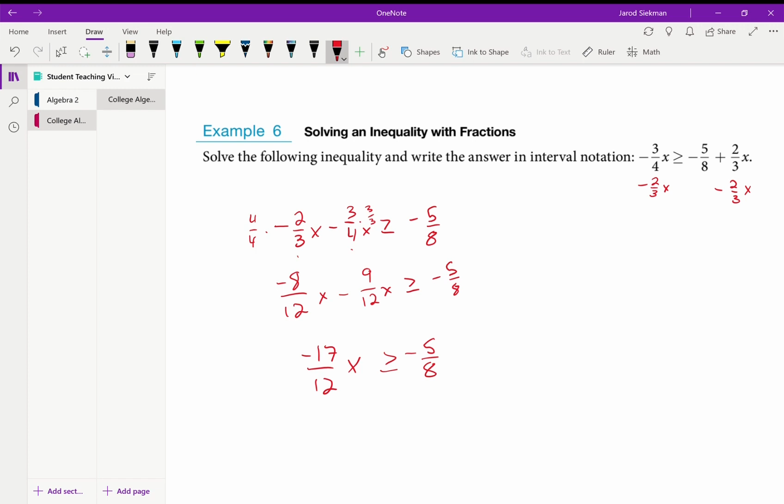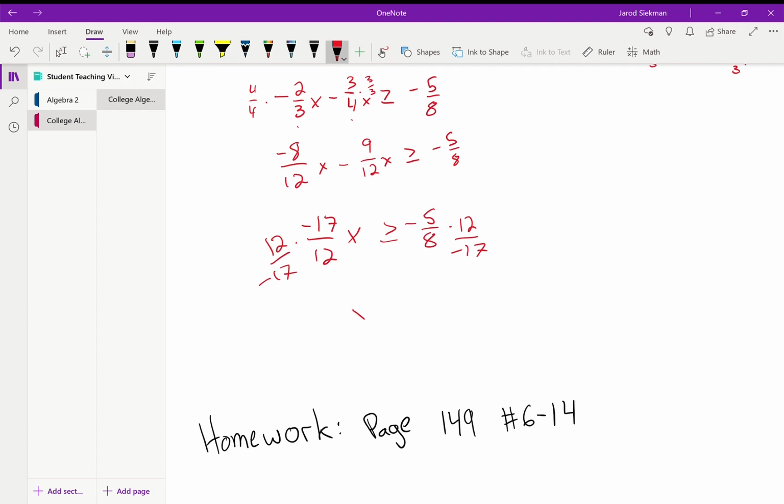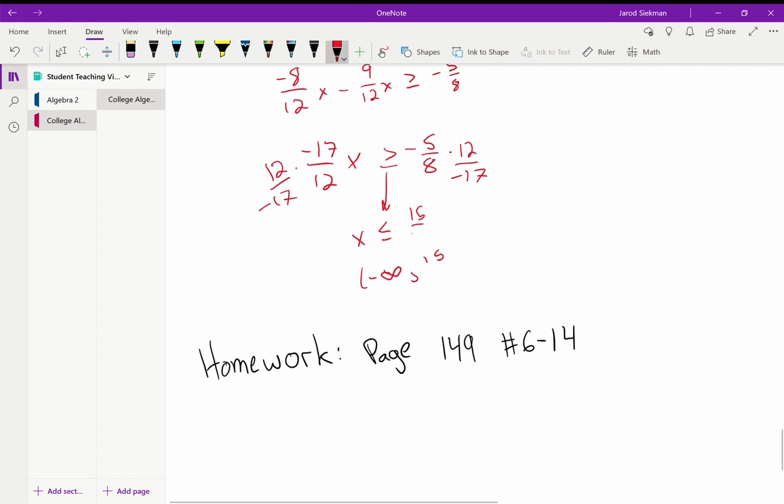And the goal is to get x by itself. So we want to multiply each side by 12 and divide by negative 17. So x is less than or equal to 15 over 34 because we want to flip that sign. So then our interval notation would be starting at negative infinity, going all the way up to 15 over 34, and we want that bracket in there as well. So that is the answer.